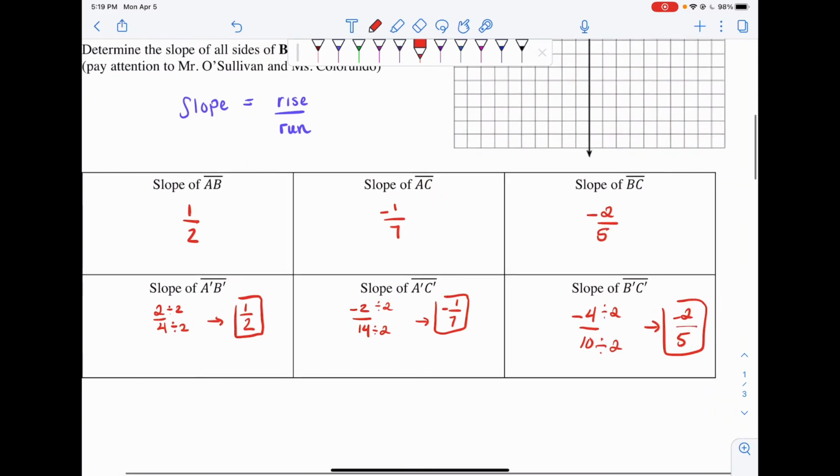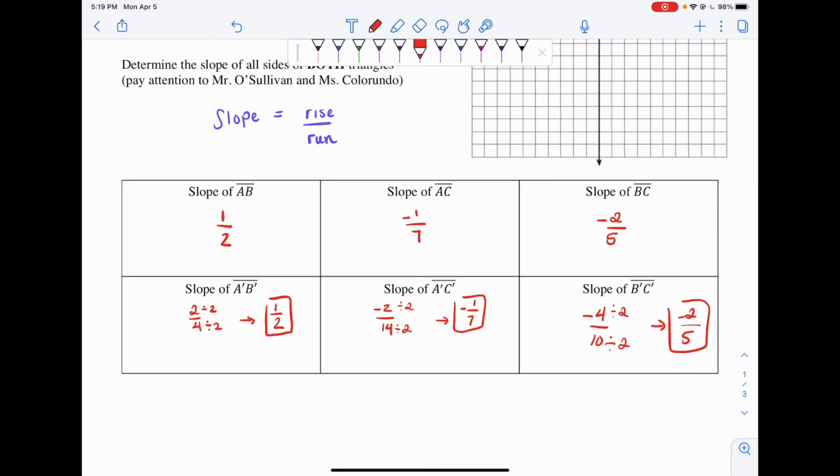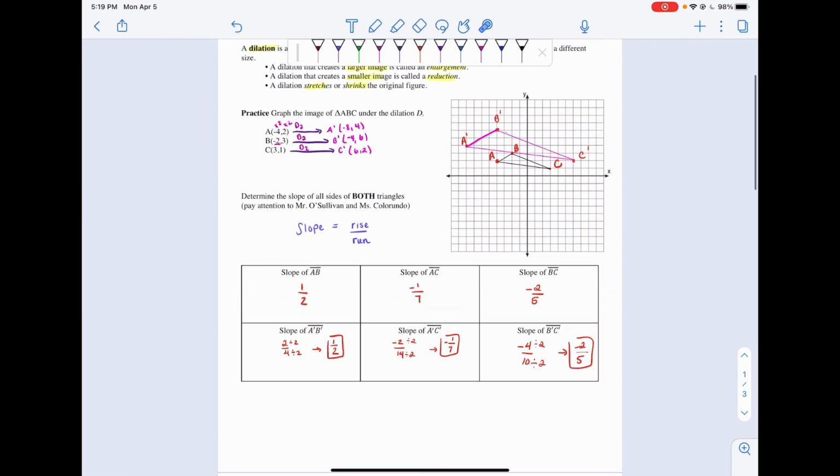So if you look, the slope of AB is 1/2. The slope of A prime, B prime is 1/2. Slope of AC is -1/7. The slope of A prime, C prime is -1/7. This is getting weird. The slope of BC is -2/5, and the slope of B prime, C prime is also -2/5. So ladies, what that means is when I dilate an object or a figure or a point or whatever, it is going to be parallel to the original image.